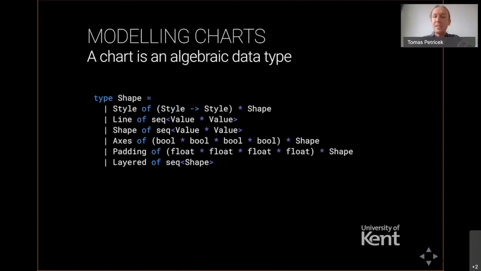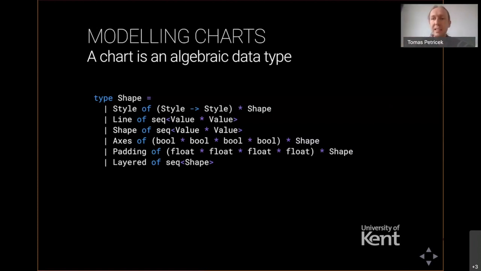The other type I'll show you is a definition of a chart. So this is really sort of trying to capture what is a chart. And here I've got basic things like a shape. Now, a shape is a sequence of x and y coordinates, and that's just points in a shape that will get filled. Then there's various transformations like axes, which take a shape, and 4 booleans specifying where you want to put the axes. You can add padding, things like that.